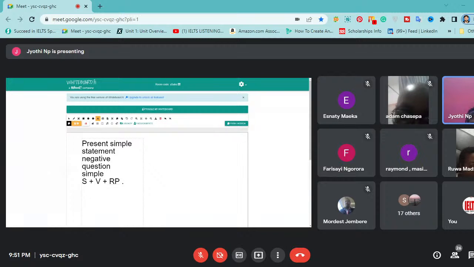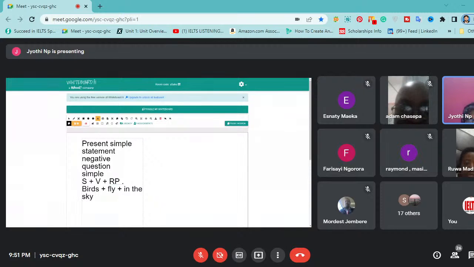Now let's take an example. Birds is the subject, the verb is fly, then the remaining part of the sentence is in the sky. So this is a simple present tense, and this is the formula for when you want to use it for a statement.